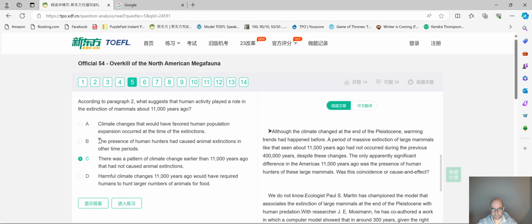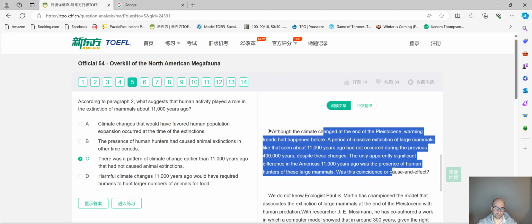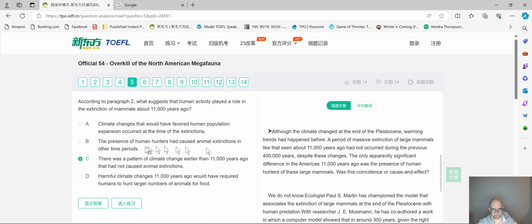Option B, the presence of human hunters had caused animal extinctions in other time periods. On the contrary, this is the opposite of what I understood reading this paragraph. So if you notice something like that, if they're presenting opposite information, because here they're focusing on other time periods, not 11,000 years ago, well, that's obviously incorrect. That's not what I understood here.